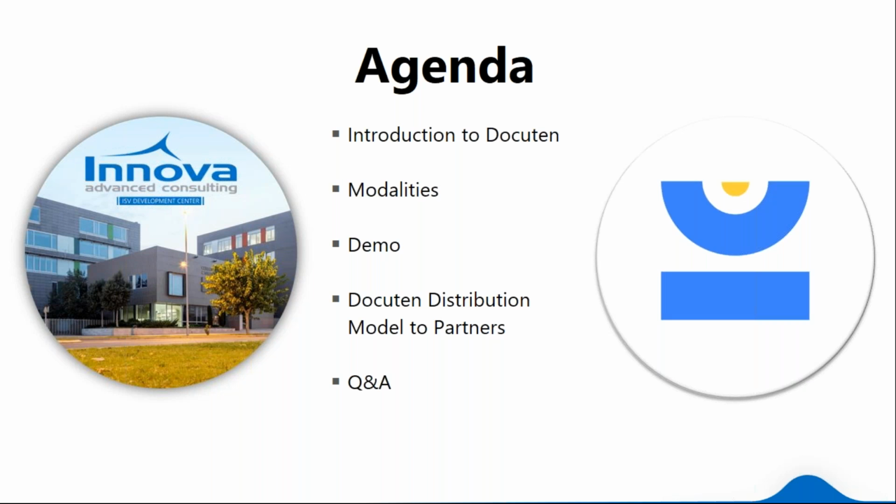Then we will move to a short demo for the different usage in which you will be able to acquire Docuten. We will also cover the distribution model for you partners to get to know a bit more how you can introduce Docuten in your portfolio and how we will be able to support you, in all marketing initiatives, implementation service and support and so on. And finally, we will close the session with a questions and answers part, and you will be able to feel free to interact.